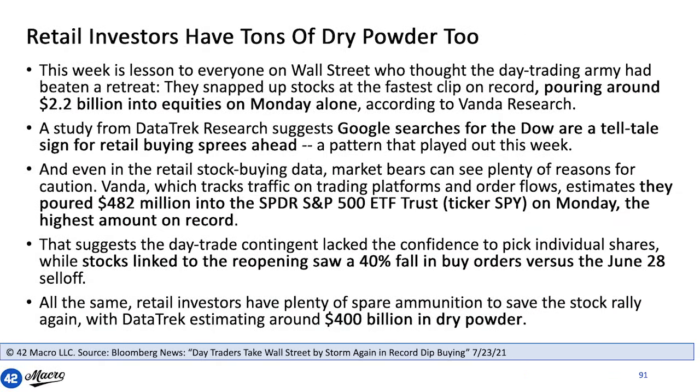And on slide 91, where we show data from DataTrek, retail investors have about $400 billion in dry powder. And on a big buy-the-dip down day, we're talking about like $2 to $3 billion of that being used. So there's a lot of money sitting out there that could potentially chase assets.